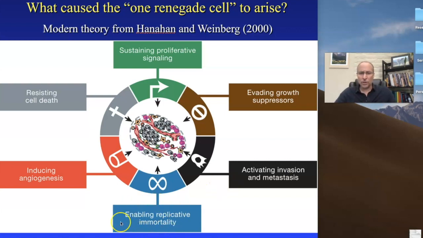There's also this ability. They have to become immortal. Most cells are not immortal. Most cells can only divide 35 to 40 times before they start having trouble and going into what we call crisis or senescence, and then later crisis.